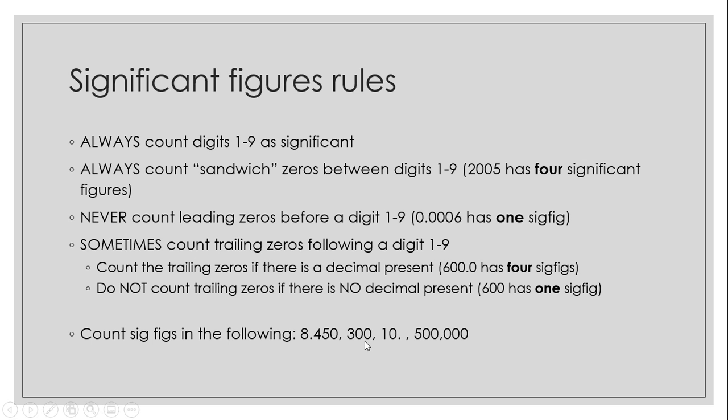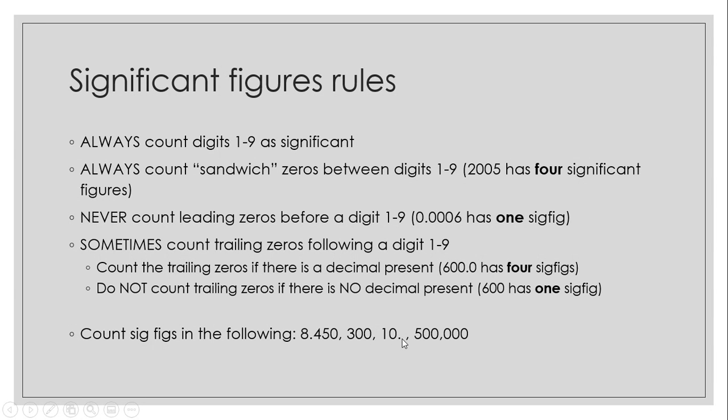Okay, let's try this next one. We have 300. Do I have digits 1 through 9? Yes, there's 1. It's 3. And then I have 2 trailing zeros. These trailing zeros are not followed by a decimal. There's no decimal in this number, so they are not significant. This number has 1 significant figure.